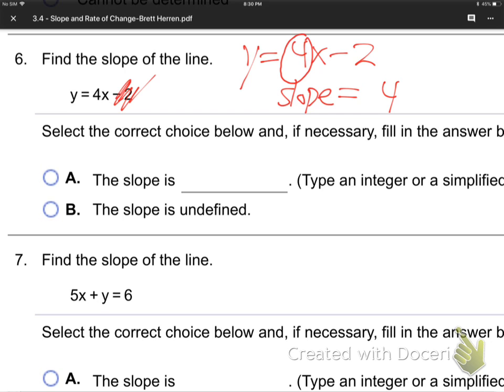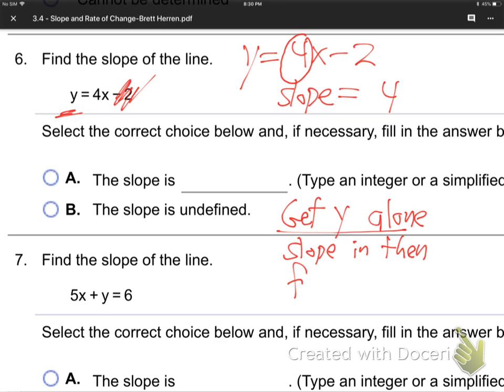Yeah, so that's why in number 7 you got to get y alone first. Number 6 it already was alone, so it was all good. So let me write that out. It's just like graphing the way we used to graph before today's method. Get y alone. Slope is then the fraction next to x. Are we good? Get y alone, I wrote in. Slope is then the fraction next to x. So you got to get y alone first.